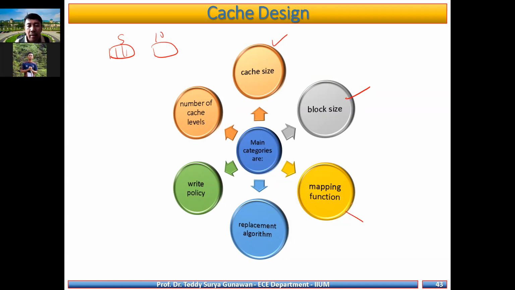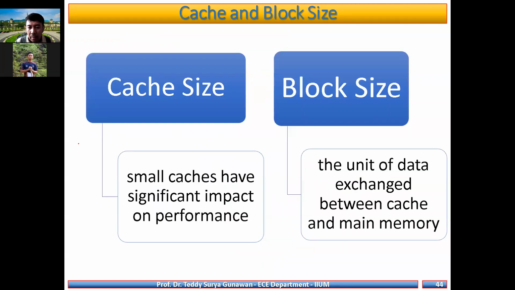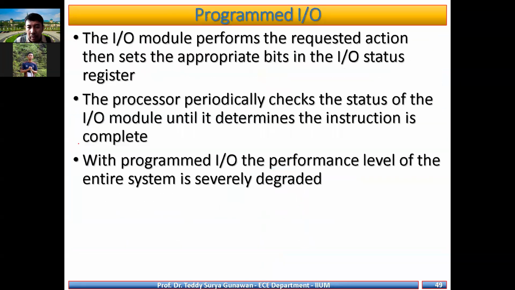The mapping function, the mapping between level 1, level 2, level 3. What happens if it is updated in level 1? What do you need to do on level 2, level 3, and even in the main memory? The replacement algorithm: if the cache is full, because remember that the cache is smaller than the actual memory, which one to replace? Write policy: if there's some update, how to update the whole thing. And the number of cache levels, whether level 1, level 2, level 3, or you need another level of cache. So I move on.